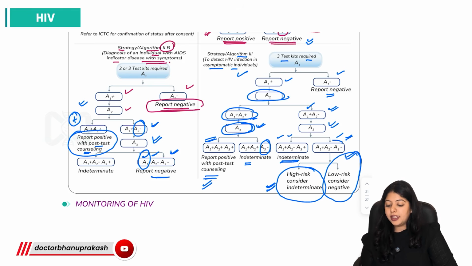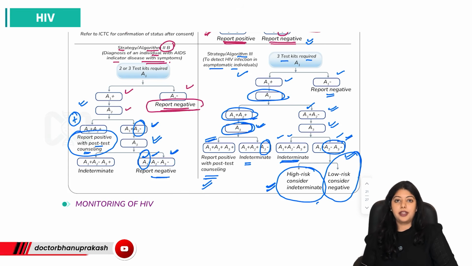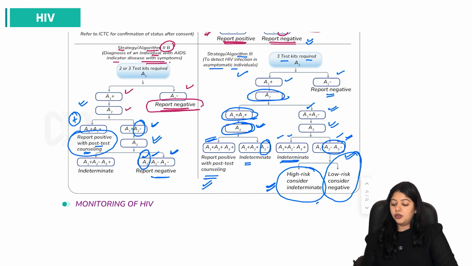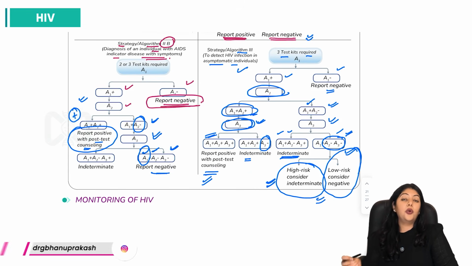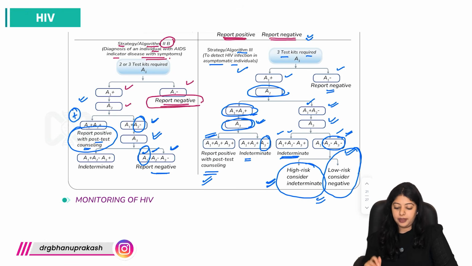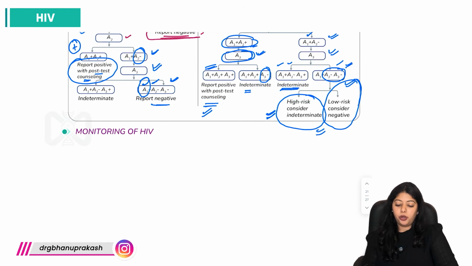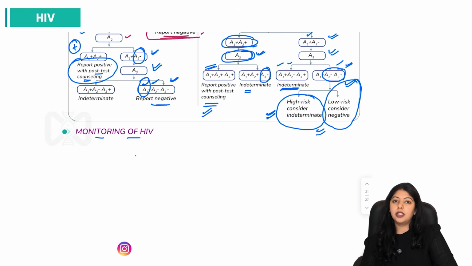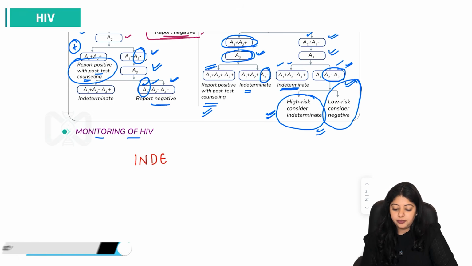If the two tests are negative, that doesn't mean that we will report it as a negative test, right? So this is how we do the strategies and how we are going to go ahead with the three different tests. So what is this one word that we have read so many times in these strategies? It is the indeterminate result. What do we do in such cases?